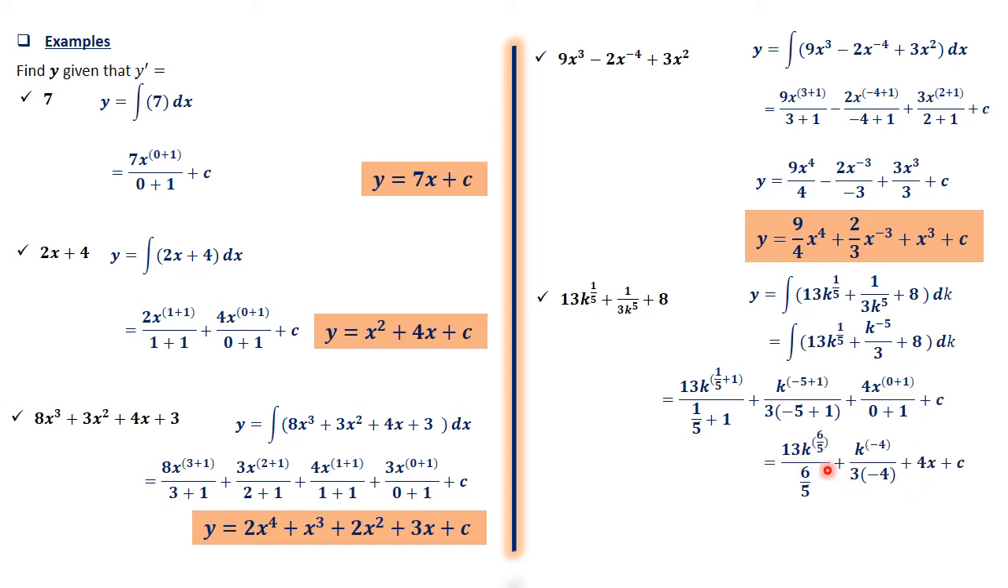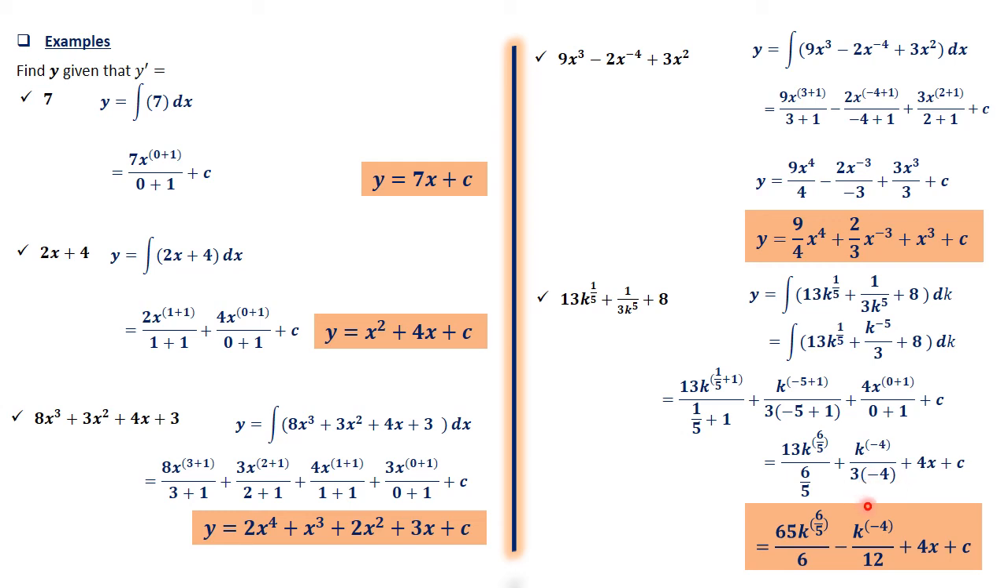So the answer should be 13k raised to the power 6 over 5 divided by 6 over 5 plus k raised to the power negative 4 all over this one, and this is 8x plus c. Simplify further, you get 65. You see, double reciprocal brings a 5 up, so it becomes 13 times 5. 65 over 6 is a k raised to the power 6 over 5 minus, this time round it becomes minus because of this negative 12, alright?